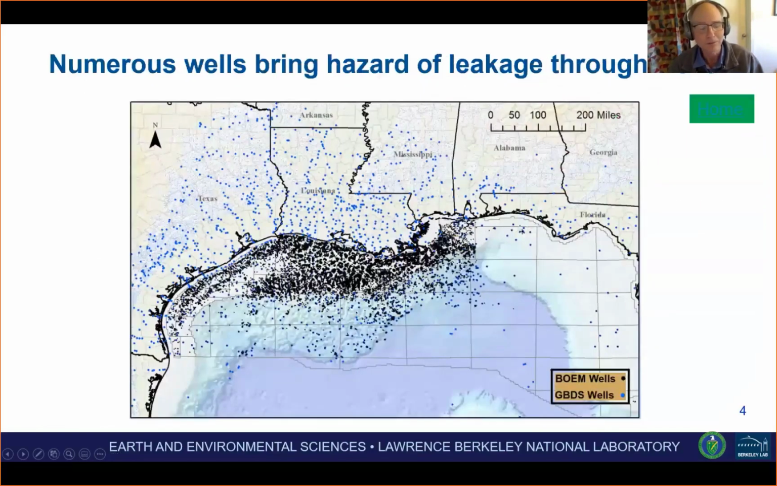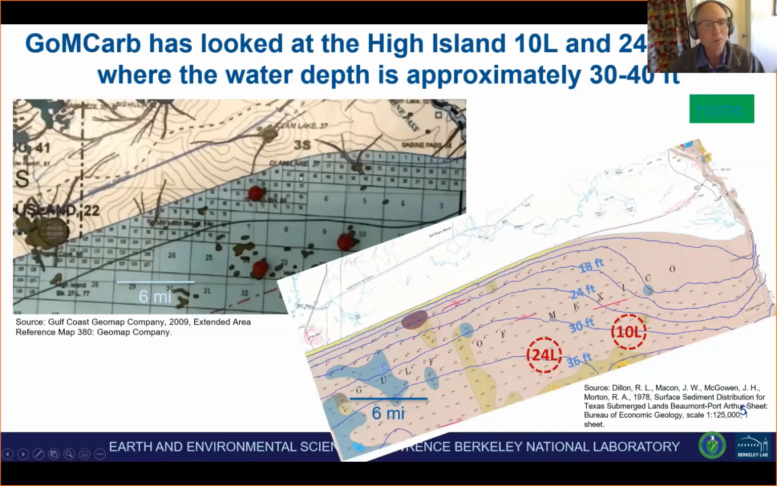Okay, so a bunch of wells are plotted here on this map. So we have good characterization, we've got good infrastructure, we've got good sources, but we've got this hazard of leakage through wells. So zooming in a little bit more, you can see here a little part of the Texas Gulf Coast, this 9-mile boundary.